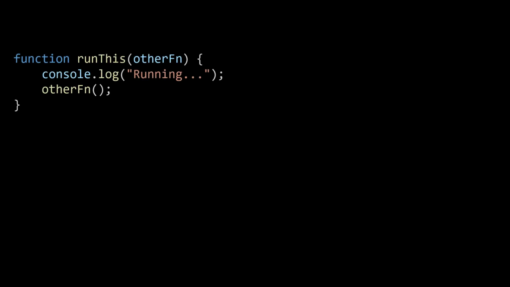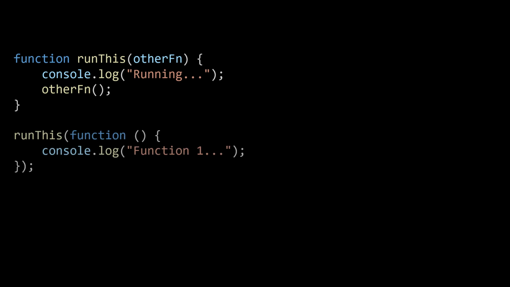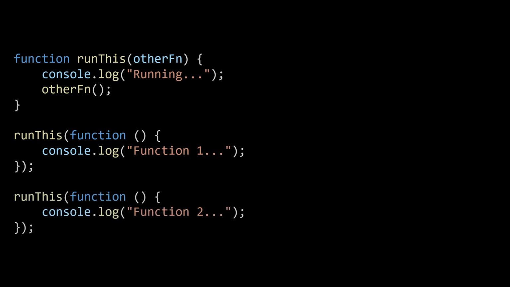For starters, we need to know that functions in JavaScript are first-class objects. That means they can be assigned as values and passed around. So we could write something like this. A function that takes another function as a parameter, in this case other fn, does some work and then executes the function that it's been given. So I could call run this and give it a function to then run. I could do that again with a different function.